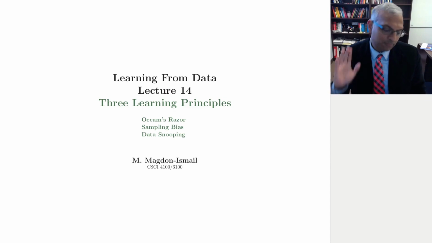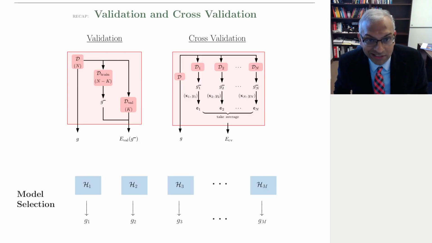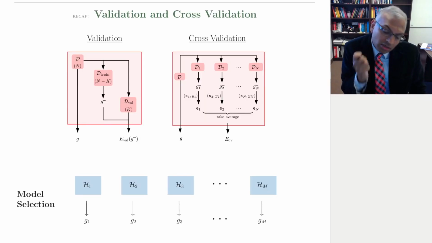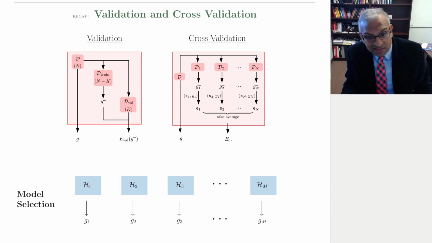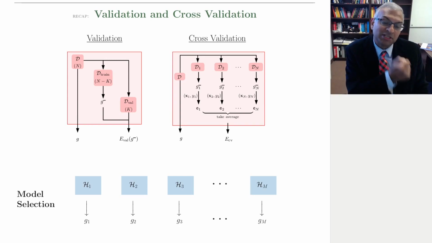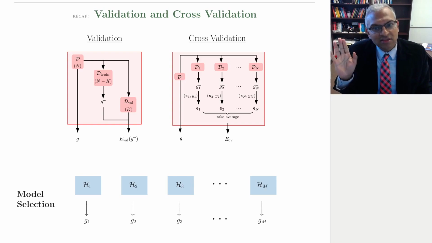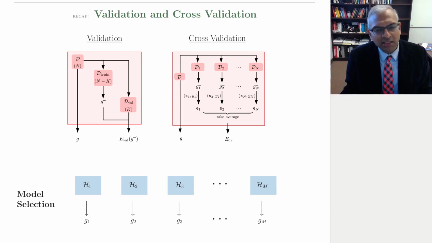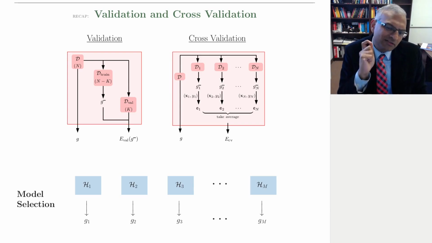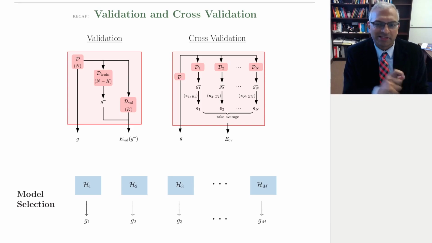Before we get going, let's talk about what we did last time. We talked about validation. We're constantly after this link from the in-sample to the out-of-sample, in particular the out-of-sample error. The VC theory gave us this error bar that links E_in to E_out. Validation gives another estimate of the out-of-sample error. It directly attempts to estimate the out-of-sample error.